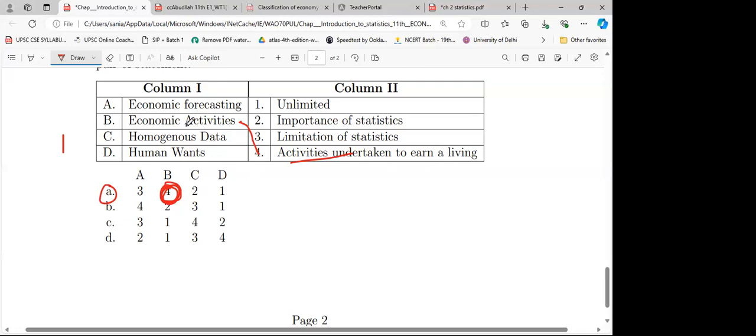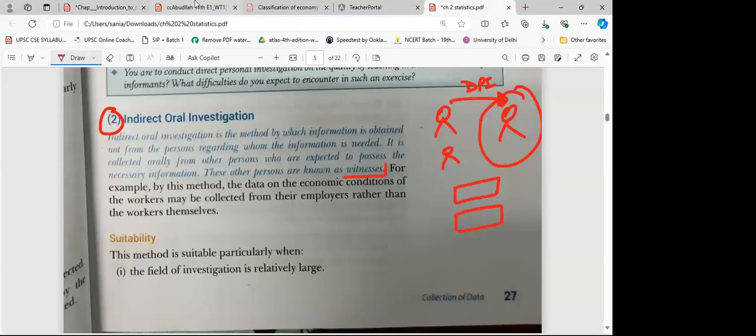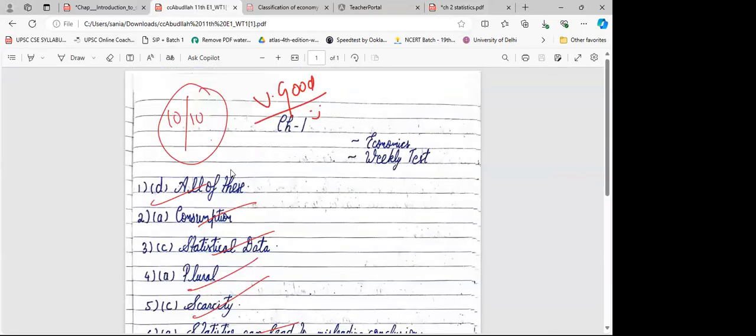So whenever this type of question comes, match the following, look at the one you are sure about. For example, B1 is 4. Any other, there was nothing like that. Only this one was 4. That means this A option is correct. So I got 10 out of 10. Okay. Thank you, ma'am.